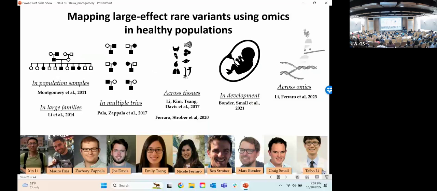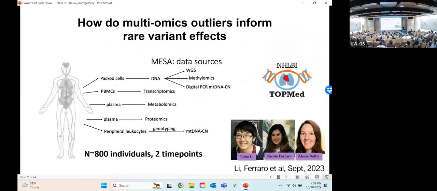Okay, so we've done this in a lot of contexts. I just want to use the last part of my talk. We've done this in populations and trios. I mentioned GTEx across tissues. We've looked in developmental contexts to see what kinds of rare variants we found. But I want to talk about this last part, which we published in the last year or so, where we're starting to extend this model to look at outliers across different omes and integrate these together.